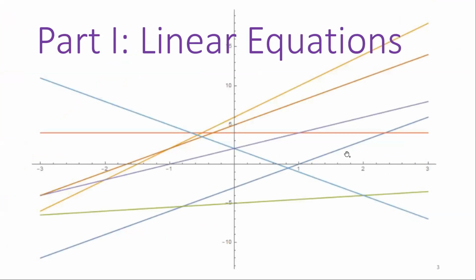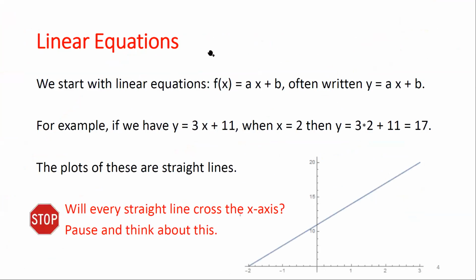So what shapes are these? Line. And you can see in the name linear, here is line. So we start with linear equations. f of x is ax plus b, or we sometimes write y equals ax plus b. Here, x is the input, and f of x or y is the output. We have a rule: you give me an x, and I will tell you what y is.